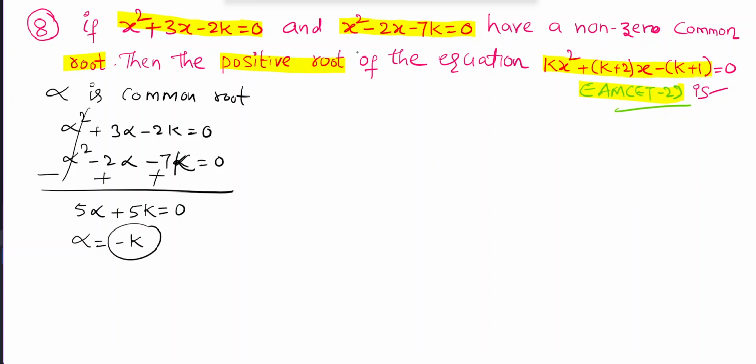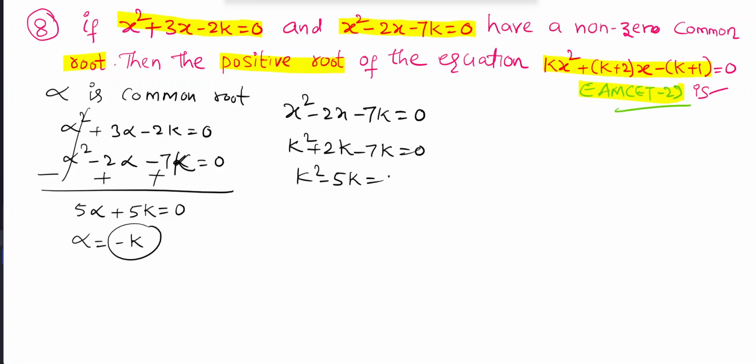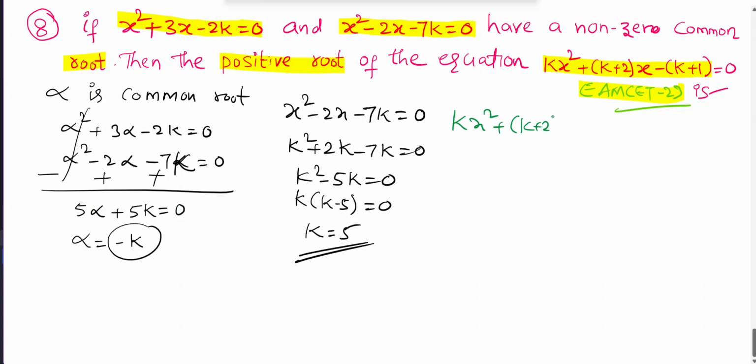Substituting alpha is equal to minus k in the equation x square minus 2x minus 7k is equal to 0. This is k square, so plus, this is plus 2k, x is equal to minus k, substitute, minus 7k is equal to 0. From this k square minus 5k is equal to 0. K common, this is k into k minus 5 is equal to 0. From this k is equal to 5. So take k is equal to 5, substituting in the given equation kx square plus k plus 2 into x minus of k plus 1 is equal to 0.